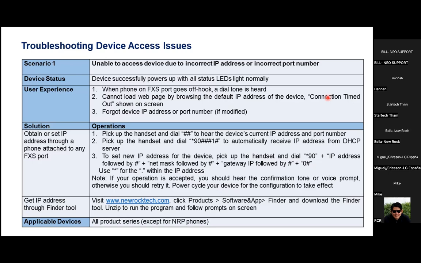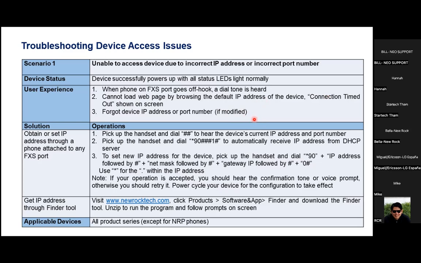The second experience they have is that they cannot load the web page. Using the default IP address, it shows a connection timeout on the screen. The last one is that they forgot the IP address or the port number because their admin was able to modify it. So now the solution we provide is that you need to obtain or set up the IP address through the phone that is attached to the FXS port.